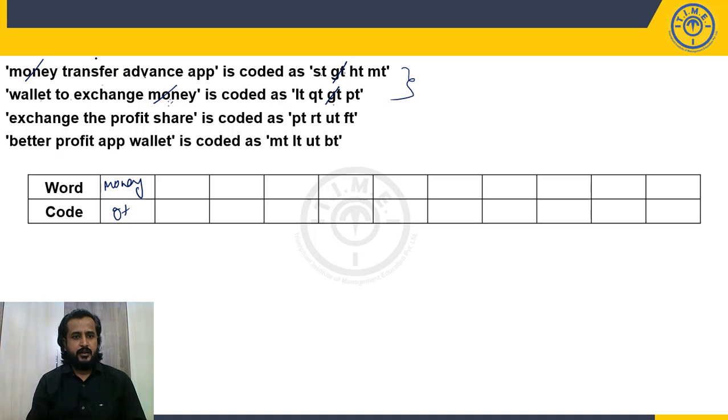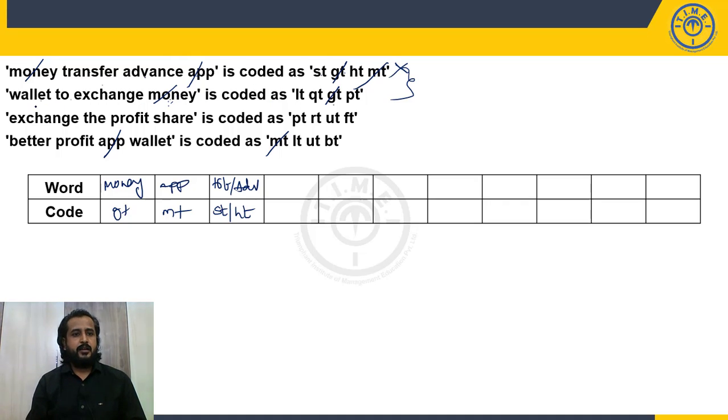Next, transfer. Do you have transfer anywhere? No. Advance? We don't have advance anywhere. Do you have app anywhere? Yes, in the last statement. App and app. What is the common code? Empty. So app is empty. So what are the words that we are left with? Transfer and advance. What are the codes that we are left with? ST or HT. Now the first statement is completely done.